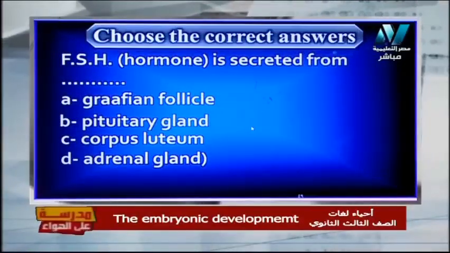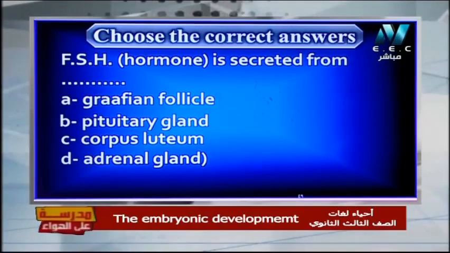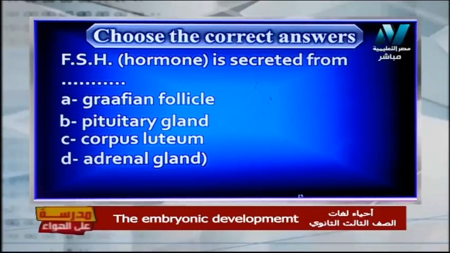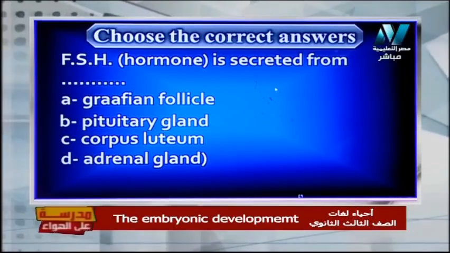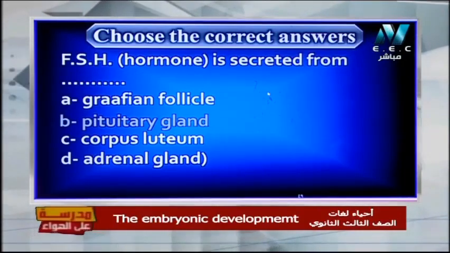FSH hormone is secreted from dots. ده سؤال بسيط جدا وسهل قوي. Graafian follicle, pituitary gland, corpus luteum, adrenal gland. طبعا FSH و LH ده من الادينو هايبوفيزس، خدناها مرتين، مره في شابتر 2 ومره في شابتر 3. يعني pituitary gland.